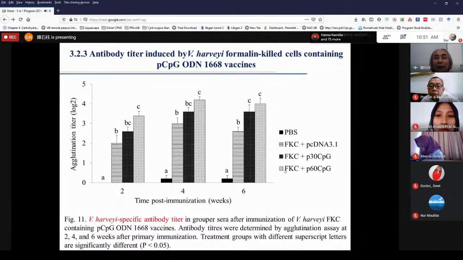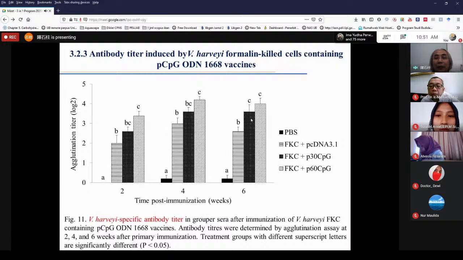Okay, I believe it. 60 copy. This is the 30 copy. This is the plasmid only. This is the PBS only. Okay, so we can see here, 60 copy is better than 30 copy.